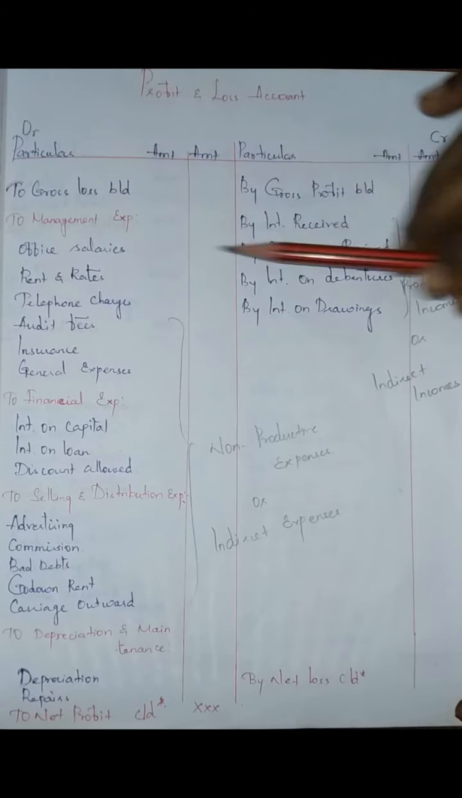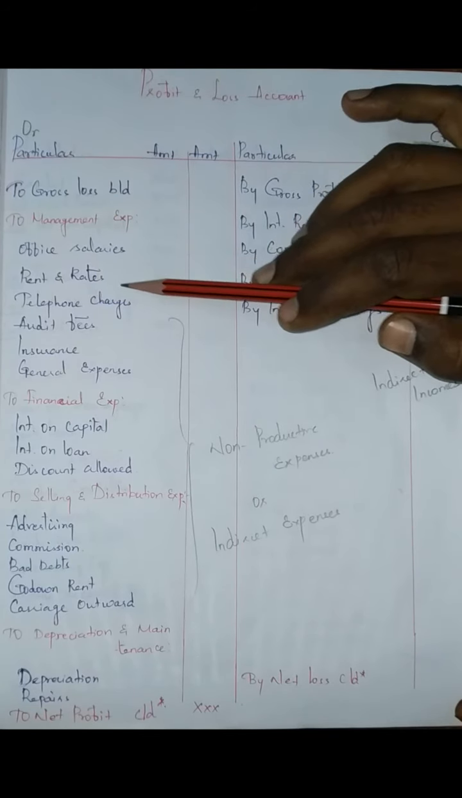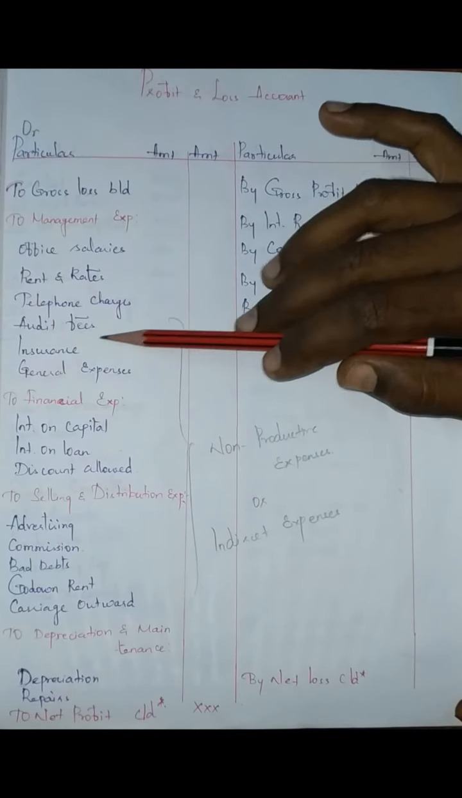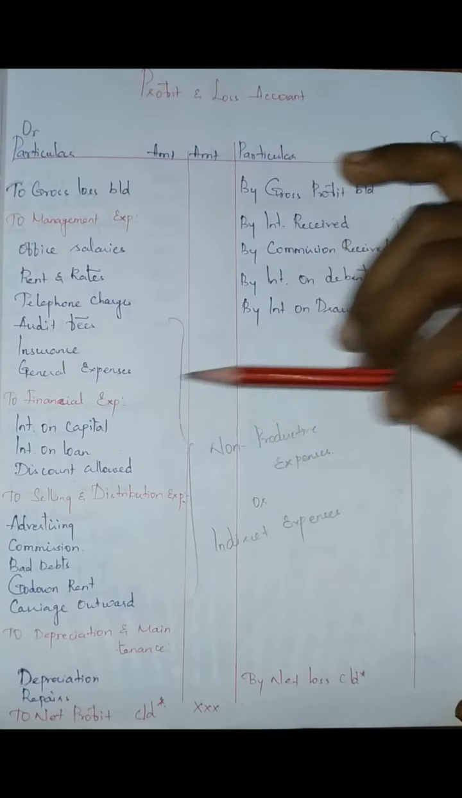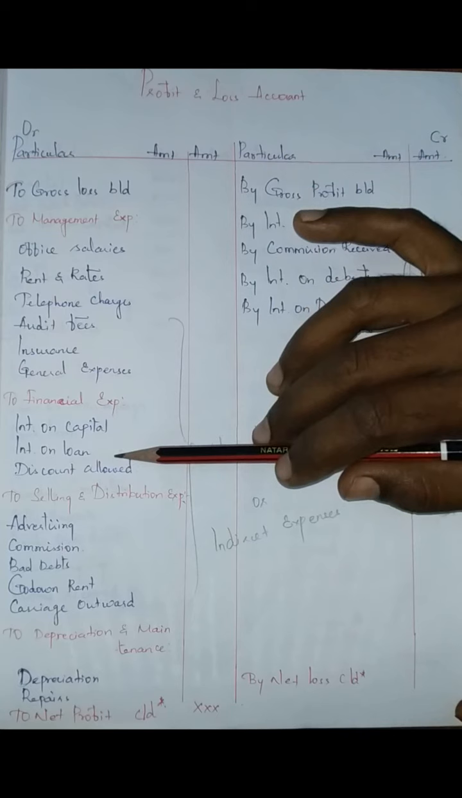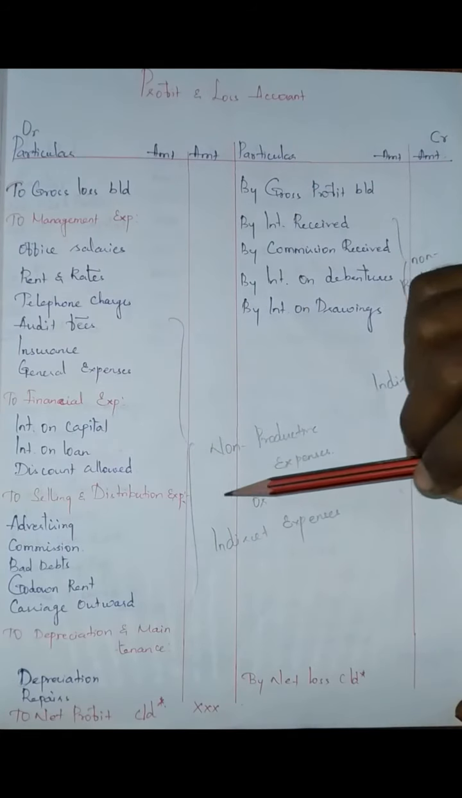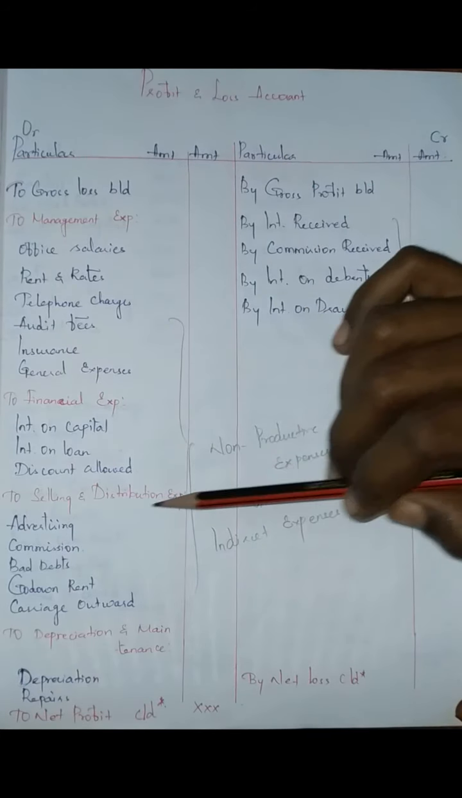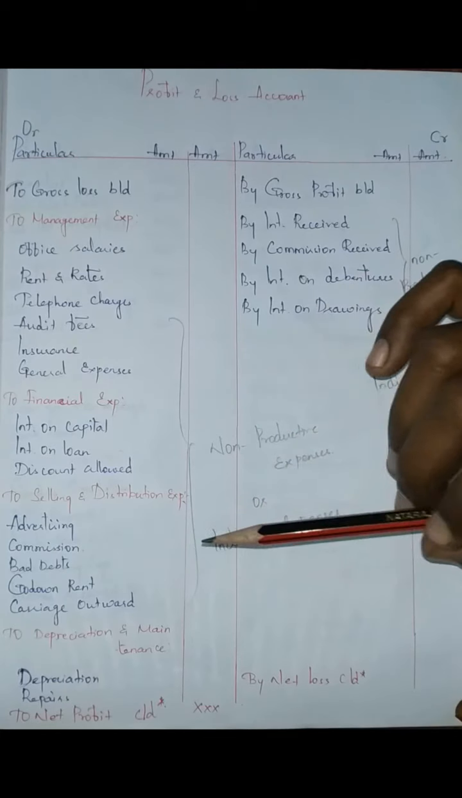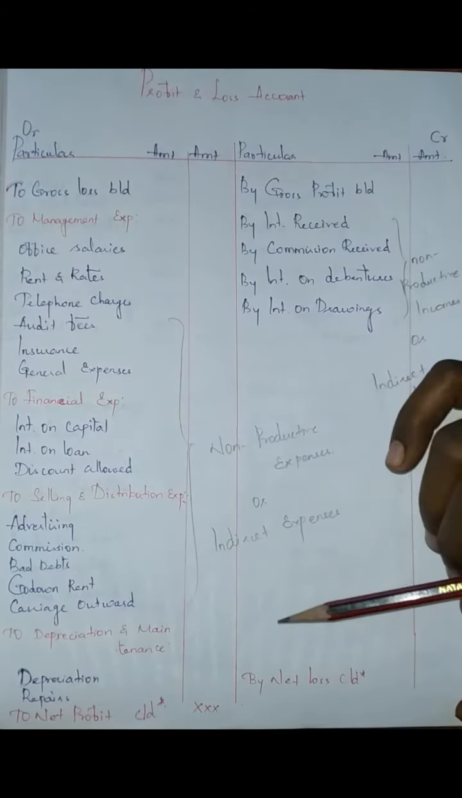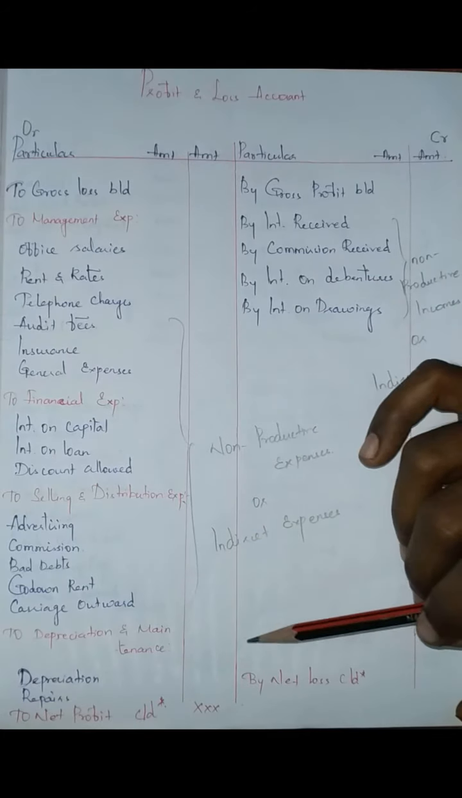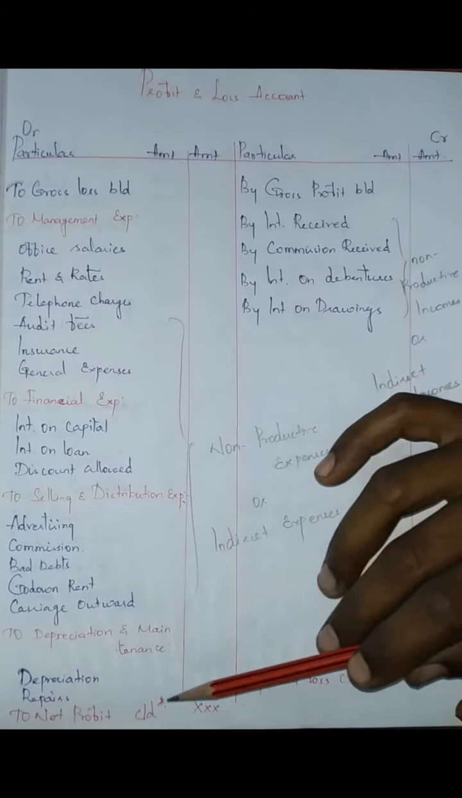Management expenses are office salary, rent and rates, telephone charges, audit fees, insurance and general expenses. Financial expenses are interest on capital, interest on loan, and discount allowed. Selling and distribution expenses are advertising, commission, bad debts, godown rent and carriage outward. Finally, depreciation and maintenance covers depreciation and repairs.